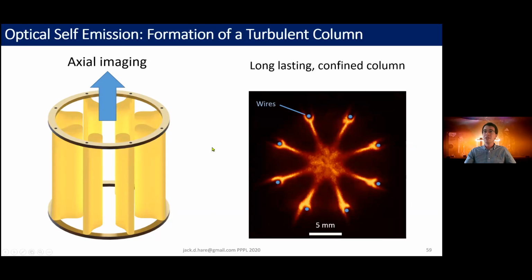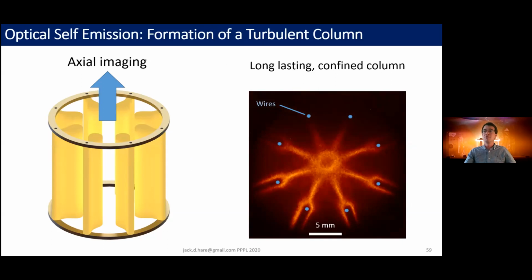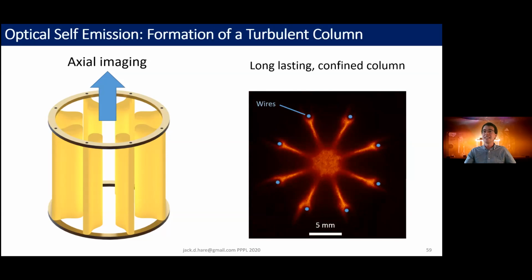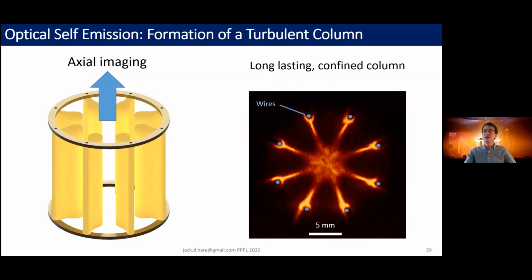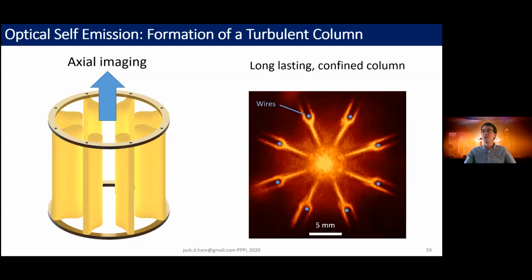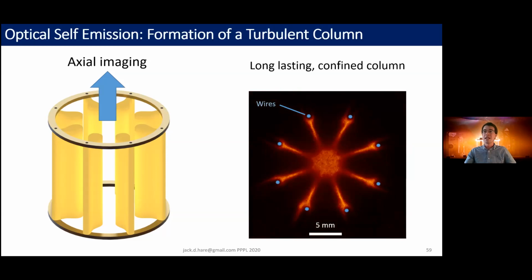And if I play the movie now, you can see that the initially teardrop shaped blobs of plasma come in, collide at the center, and they generate this long-lived column of plasma. And the plasma is confined on the axis by a combination of the ram pressure from the jets and the magnetic field that surrounds the column of plasma.